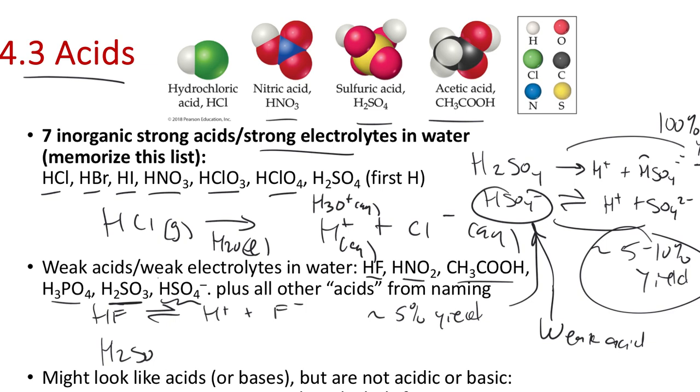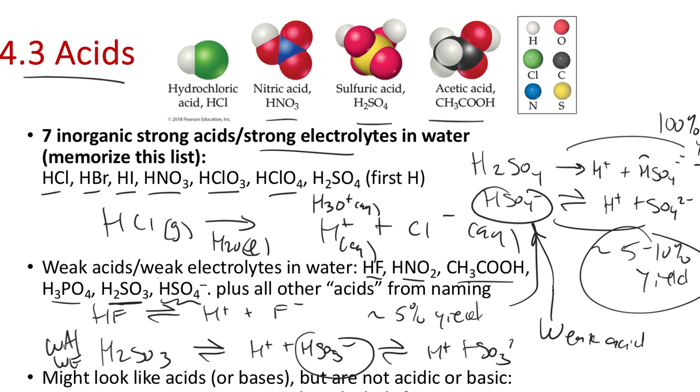So if we're thinking of H2SO3, I wrote a 4, meant to write a 3. H2SO3 is a weak electrolyte, weak acid. So weak acid, weak electrolyte. You get partial dissociation into H plus and HSO3 minus, and then probably a very tiny extent of the HSO3 minus dissociates to the second H plus and the SO3 2 minus ion. So you can imagine if we're getting less than 5% yield on the first H plus falling off, we're going to get a very tiny yield of that second H plus falling off in solution.